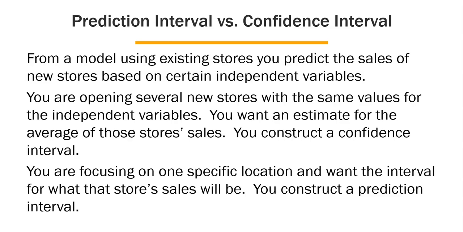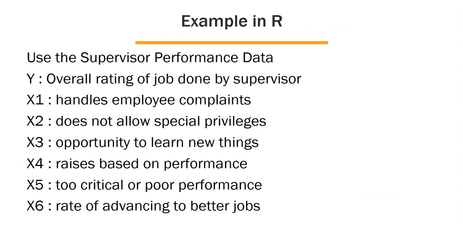You construct a confidence interval. Now, in a different setting, you're focusing on one specific location. You're going to open a new store in, I'll say, Tempe, since that's where one of ASU's campuses is located. So you're focused on Tempe. You want the interval for what that store's sales will be. So you construct a prediction interval in that case. Hopefully that illustrates the distinction between the two types of intervals.